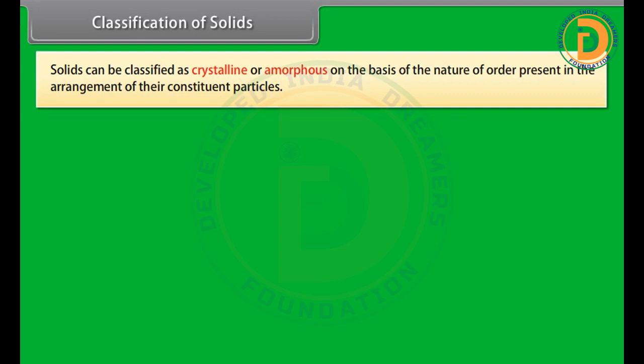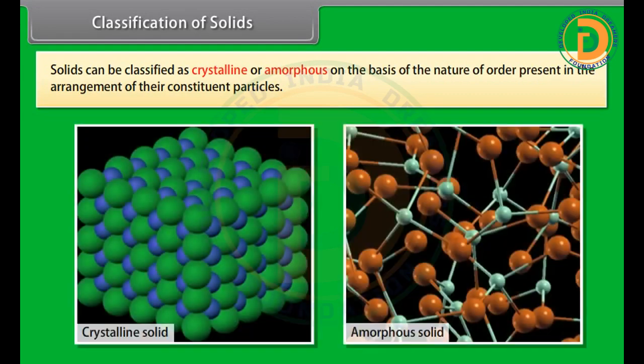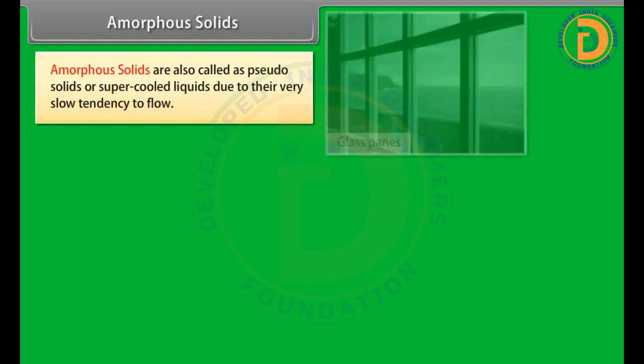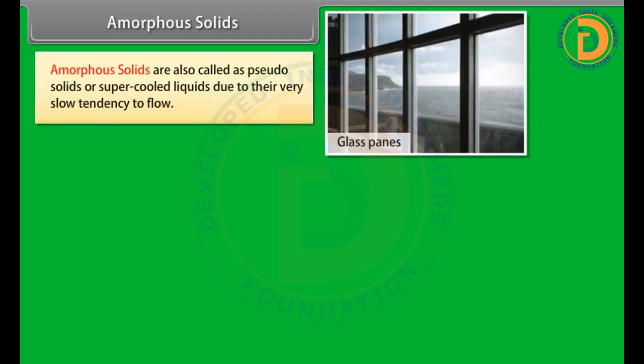Classification of solids. Solids can be classified as crystalline or amorphous on the basis of the nature of order present in the arrangement of their constituent particles. Crystalline solids are anisotropic in nature. Anisotropy in nature is due to different nature of particles along different directions. Amorphous solids. Amorphous solids are also called pseudosolids or supercooled liquids due to their very slow tendency to flow.